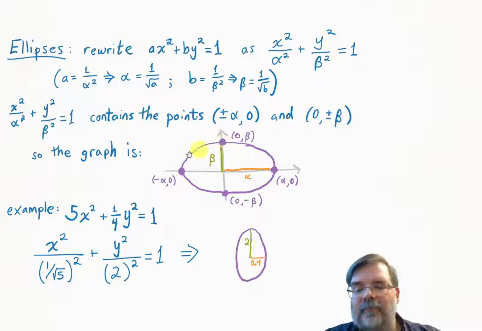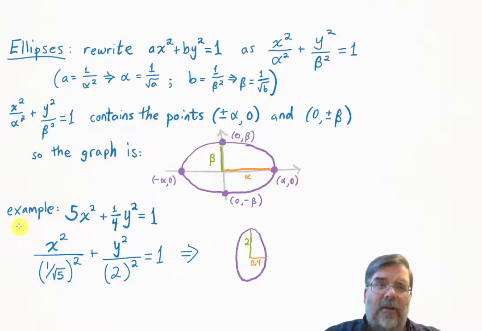As a more concrete numeric example, let's say you want to graph the quadratic equation 5x squared plus 1/4 y squared is equal to 1. Well, 5x squared you could rewrite as x squared divided by (1 over square root 5) quantity squared, plus 1/4 y squared, and that's already in the form of a fraction for us. So that 4 in the denominator becomes a 2 squared. And that's equal to 1.